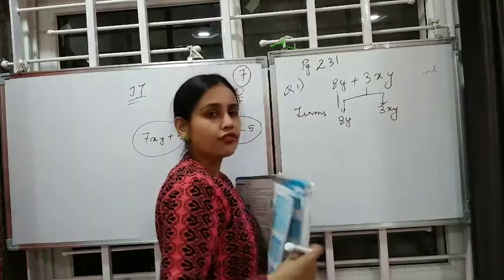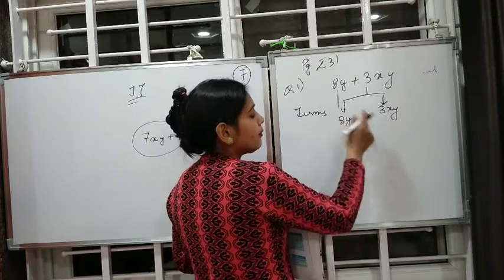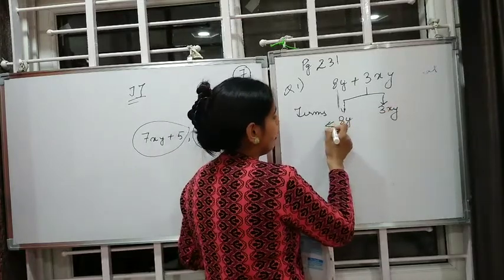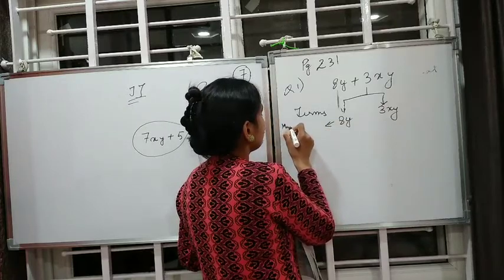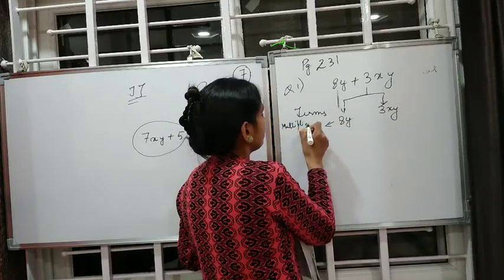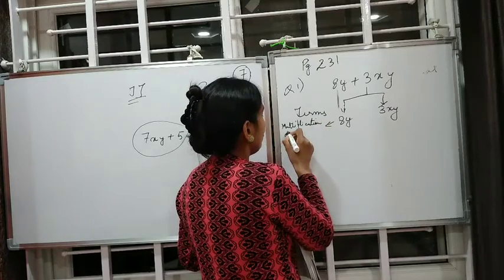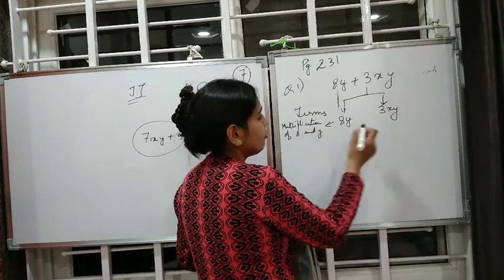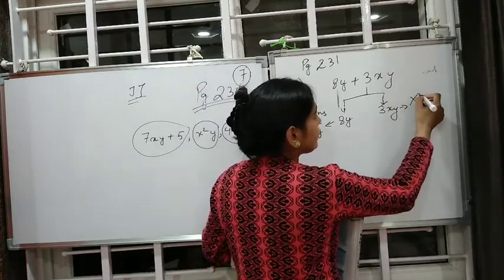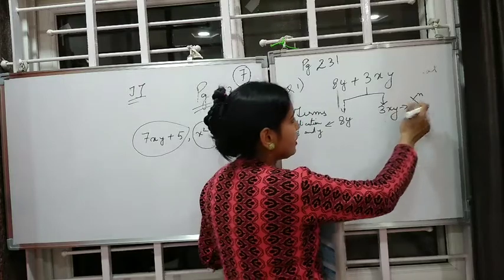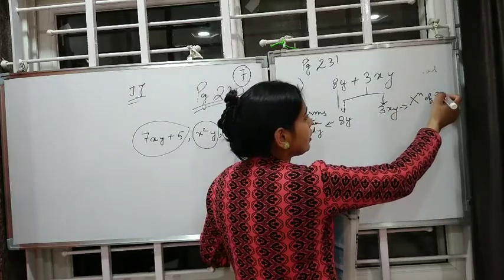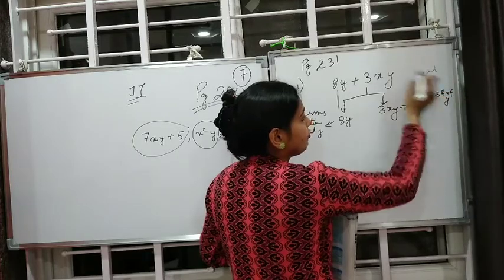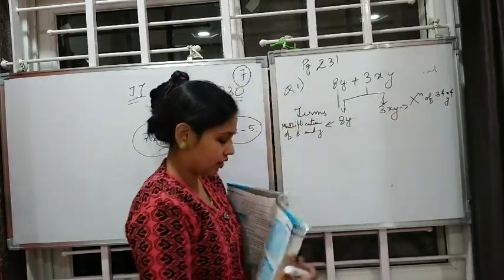And how are the terms formed? By multiplying 8 and y, and here multiplying 3 and x and y. So you can write here in simple language, multiplication of constant 8 and variable y. Similarly, multiplication of 3 and x and y. Okay, in simple language we can write like this.